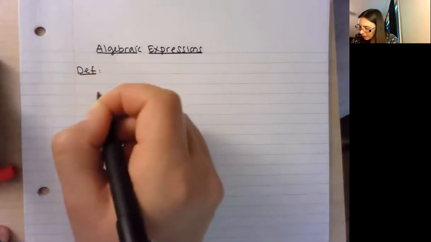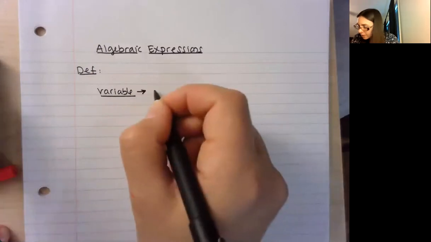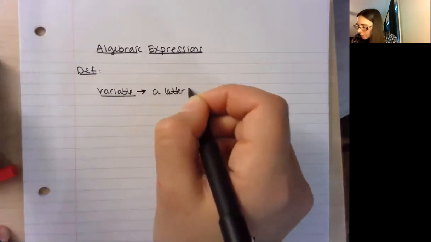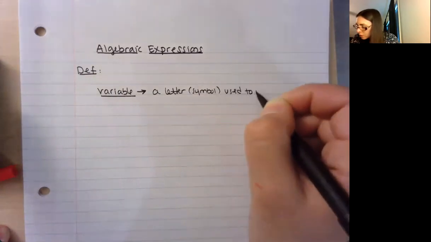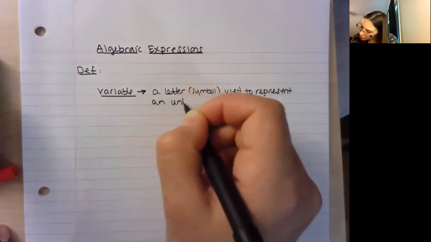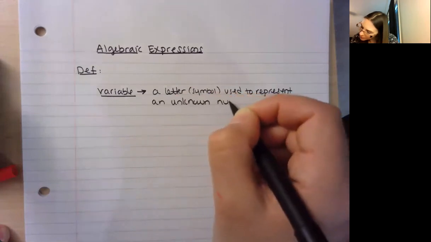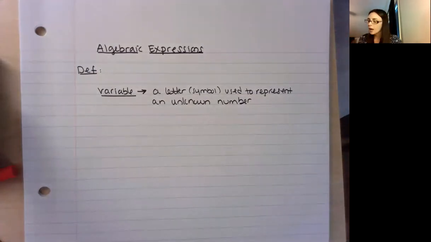And the first one is going to be a variable. So a variable is just a letter or a symbol used to represent an unknown number. Okay, so typically we tend to use English letters, right, because we are speaking in English, but you can use other letters too. Oftentimes they use Greek letters as well instead. So that's why I kind of put symbol there, but typically it's going to be a letter to represent an unknown number. Okay.